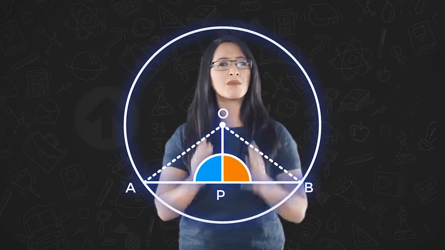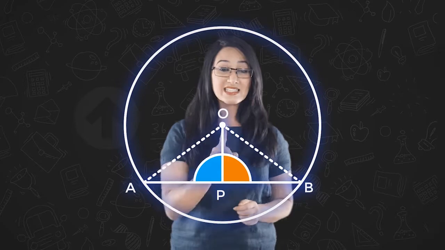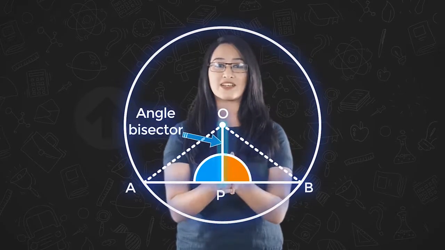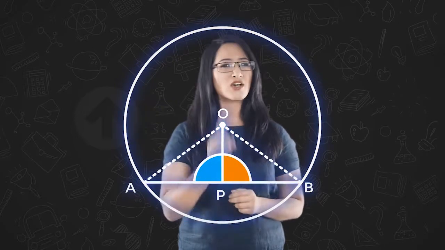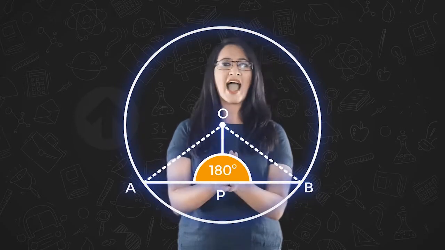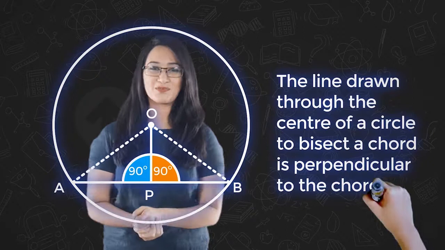Now, to prove our theorem, we have to show that the line OP is perpendicular to the chord AB. Since we just proved that these two triangles are congruent, the angles APO and BPO must also be equal. This means that the line OP is actually an angle bisector because it cuts the angle into two equal angles. Since the chord AB is a straight line, the angle here is actually 180 degrees. So the half of 180 is 90. Thus, our theorem is proved.